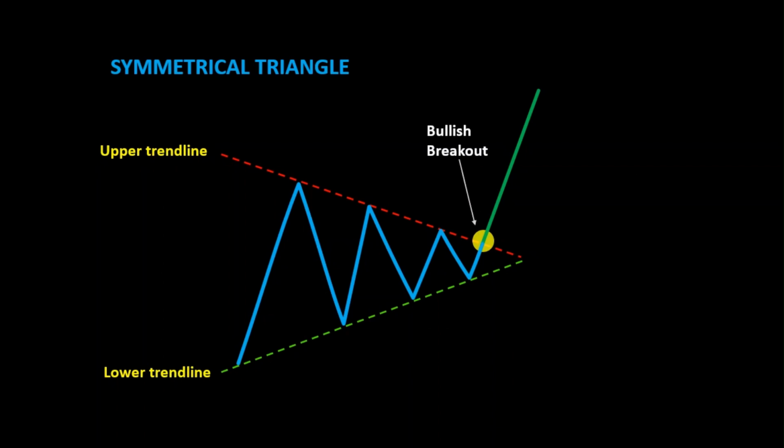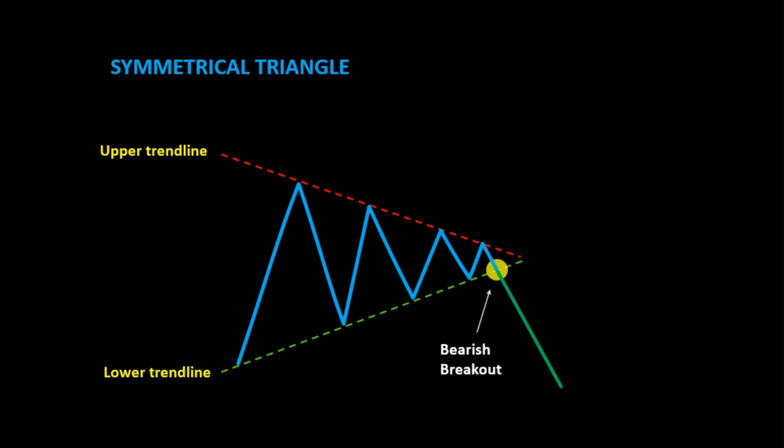The pattern is confirmed when the price breaks out of either the upper or lower trend line, with a breakout in the trend's direction indicating high probability of continuation. The symmetrical triangle is confirmed when the price breaks out of the triangle with strong momentum and increased volume, indicating a high probability of a sustained move in the direction of the breakout.